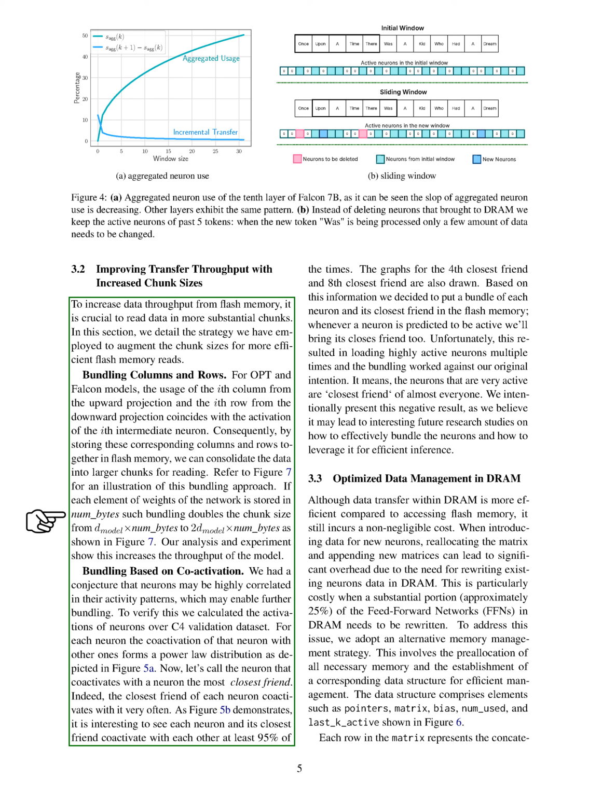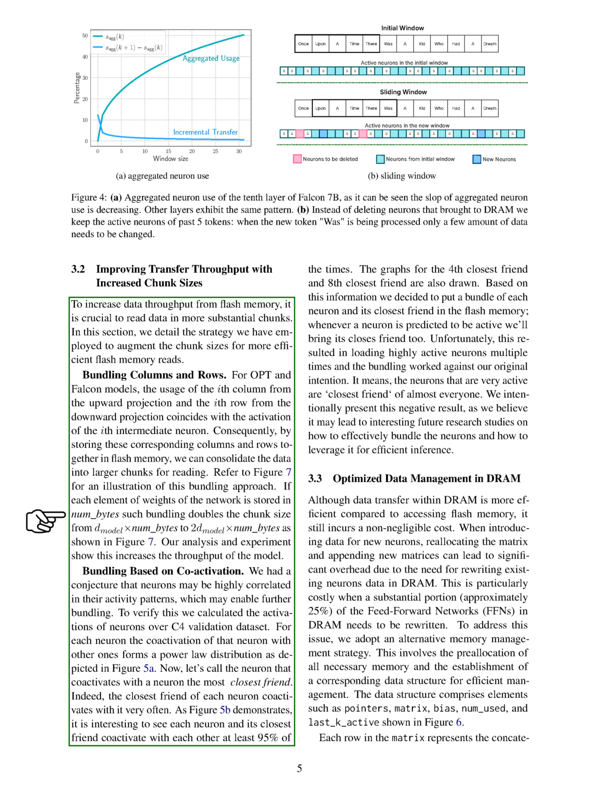If we assume that each element of the network's weights is stored in a certain number of bytes, this bundling method doubles the chunk size. Our tests show that this increases the speed of the model. We also had a theory that neurons might have highly correlated activity patterns, which could allow for even more bundling. To test this, we calculated the activations of neurons over a specific validation dataset.